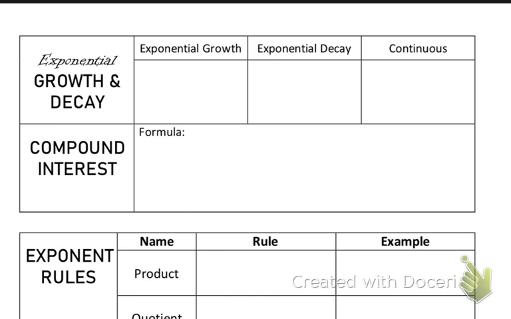Exponential growth means something's getting bigger, which means it's got to be multiplied by at least 100%. So if I'm doing exponential growth, our formula should be our starting value times 1 plus our rate. So if it's increasing 10%, it's 1 plus 0.1, and then it's raised to how much time you have.